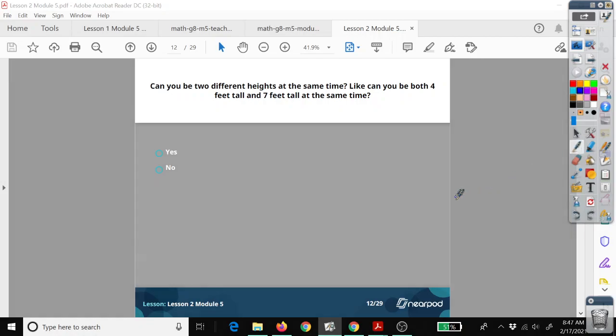That wouldn't make any sense, right? You can't be 4 feet and 7 feet tall at the same time. You're one height. So a function of how old you are with the height you are is definitely a function.